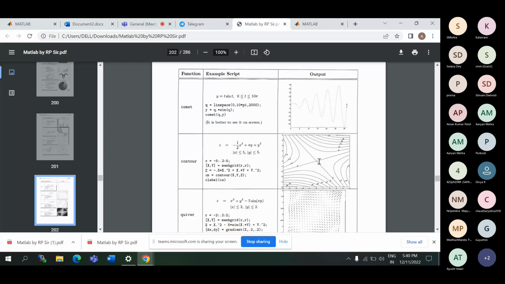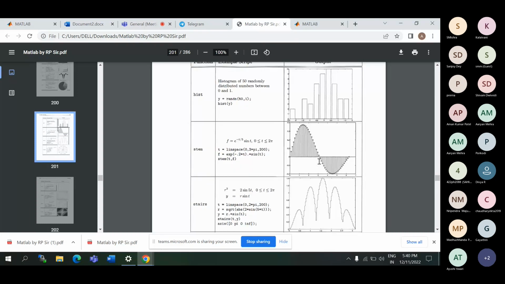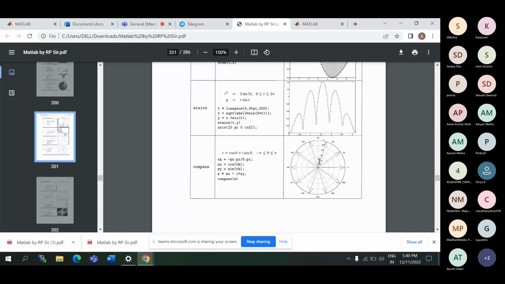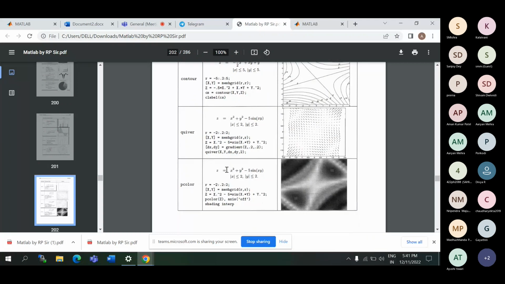There are so many applications which you can use this for. Instead of plot, you use this command, which is meshgrid, and there are just simple commands which you can copy and paste, understand how they work, and just put in your values and you will get that graph.